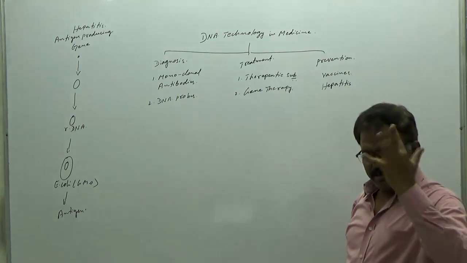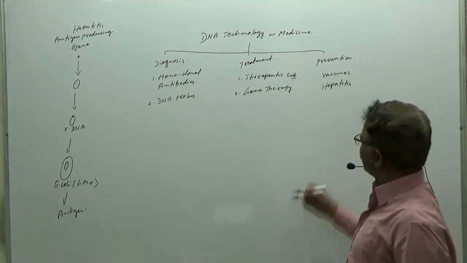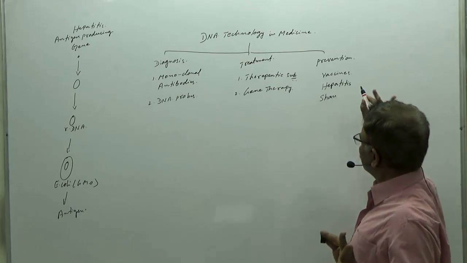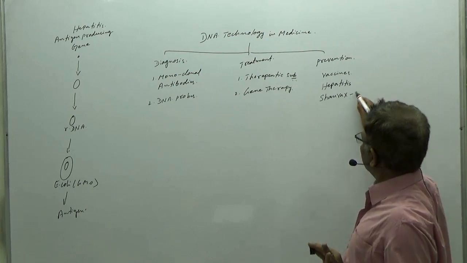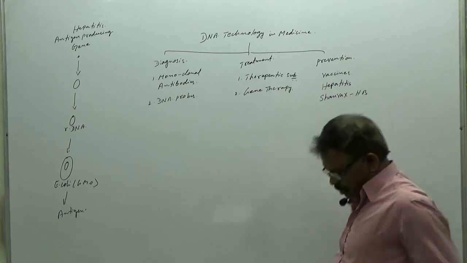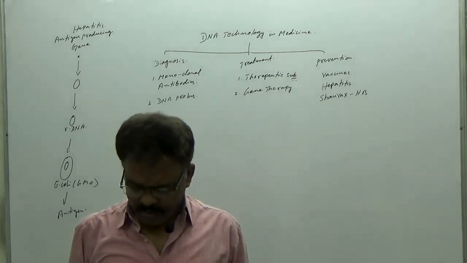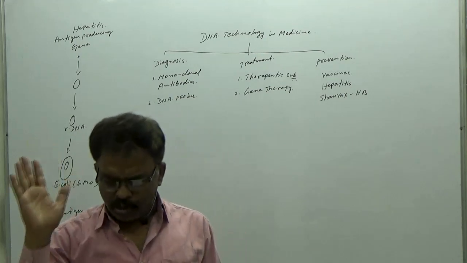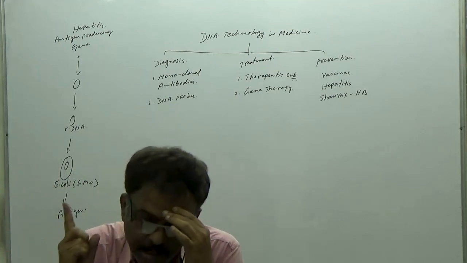This hepatitis vaccine was first produced by Shanta Biotechnics of Hyderabad. That's why it is known as Shanvac-B, hepatitis B. So this is only the preventive. There is only one vaccine, that is the hepatitis B vaccine.